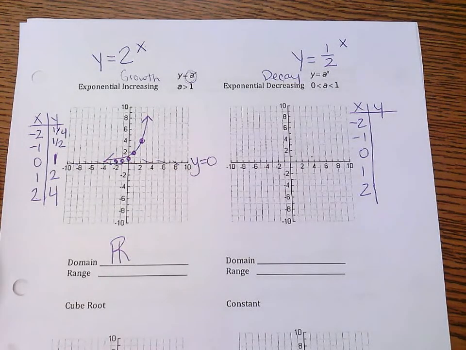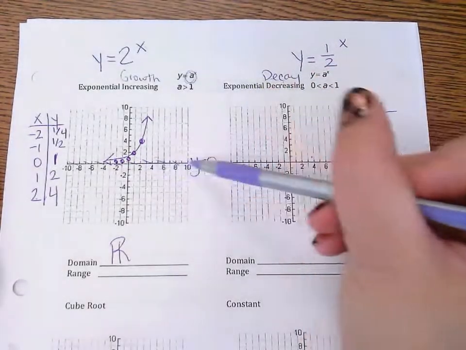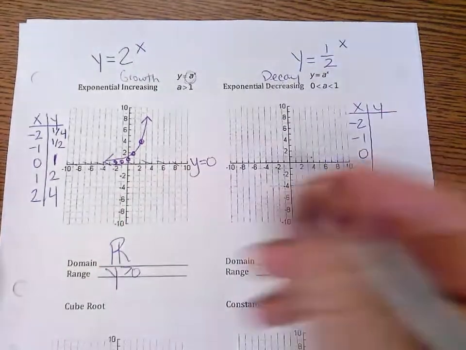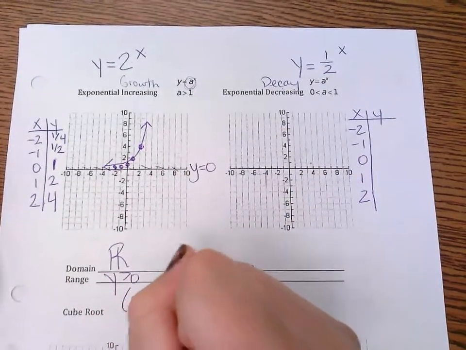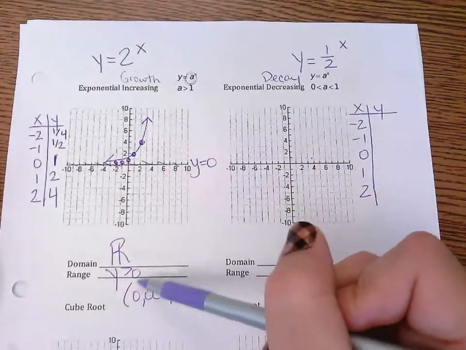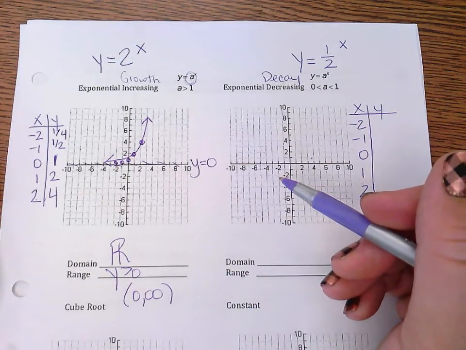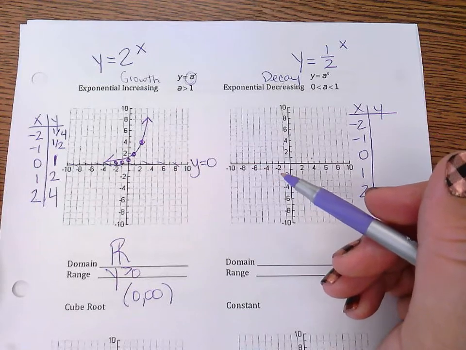So the range is affected by this asymptote. My y values are all strictly above 0. So y is strictly greater than 0. If I wanted to write that using my interval notation, I need to make sure I put a parenthesis around 0 this time because I'm excluding 0 from one of the y values.